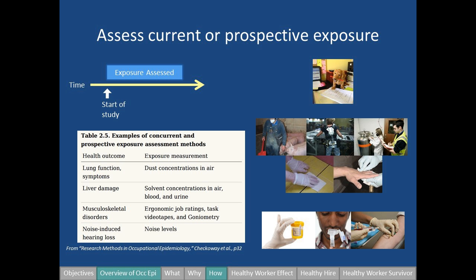Okay, so one can assess exposure currently or prospectively. So here's the start of the study, and you're looking at exposure now and in the future as you're moving through time. Now, all the methods, all the tools that I mentioned, the questionnaire, the workplace monitoring, the biological monitoring, are amenable to this type of time frame that you're looking at. And here's just some examples of things you may be measuring depending on what the health outcome is.